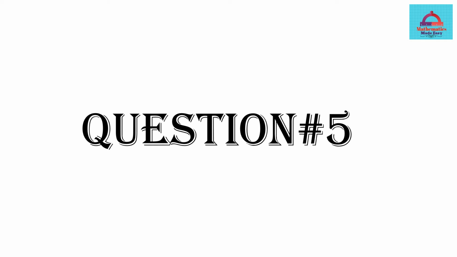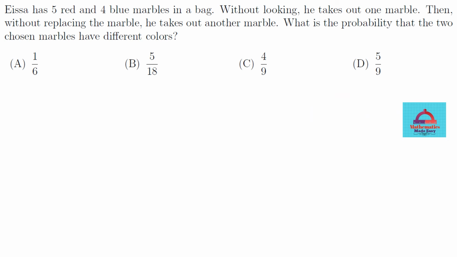Okay, now we move on to question number 5. So let's see the question. Let's read it properly. So SI has 5 red and 4 blue marbles in a bag. Without looking, he takes out one marble. Then without replacing the marble, he takes out another marble. What is the probability that the two chosen marbles have different colors?